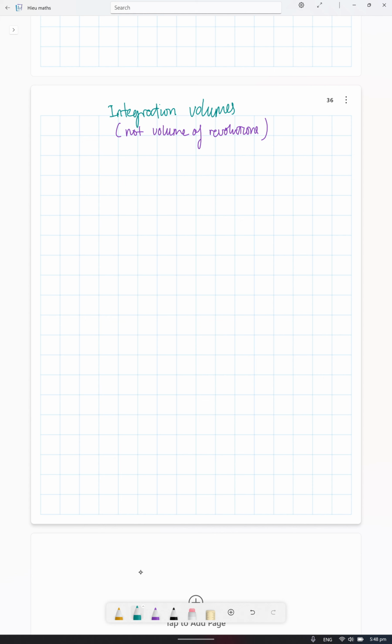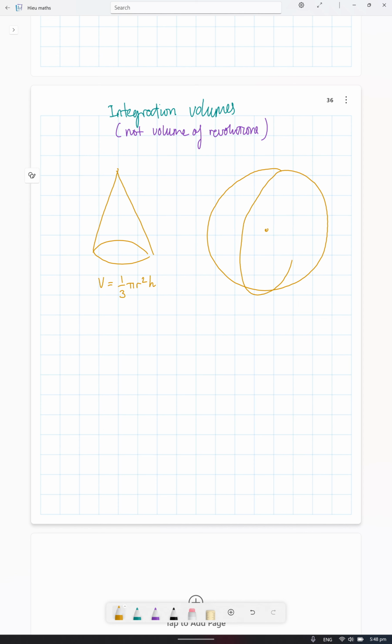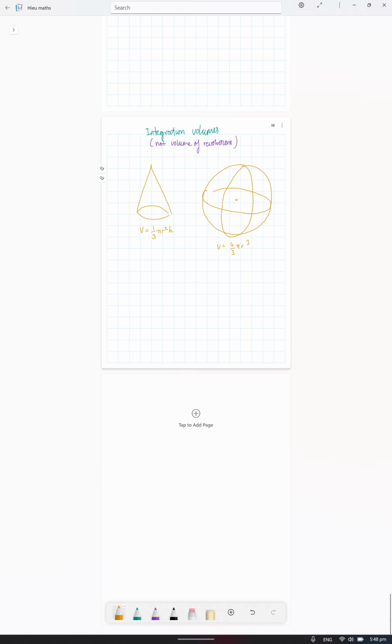So we're going to do two questions. We're going to prove that, first of all, the volume of a cone is equal to 1/3 pi r squared h, and then we're going to prove that the volume of a sphere is equal to 4/3 pi r cubed. Okay, so let's do this.